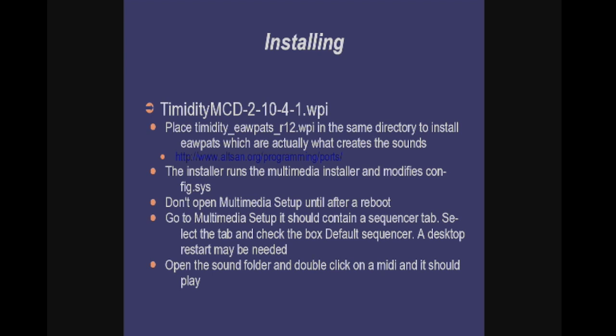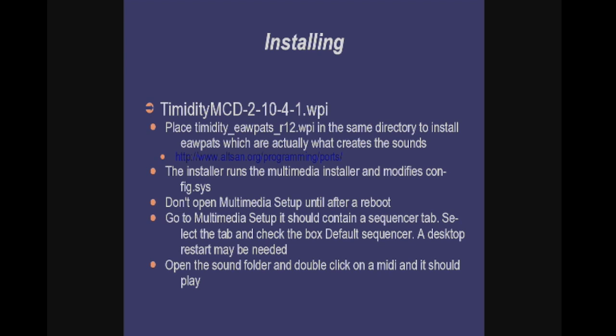Installing it is now really straightforward. The Warpin, you just run it. It calls the multimedia installer, which does that entire install off of the response file that's in there. You then do have to reboot, and definitely don't open the multimedia setup until after you reboot, so that it'll get recreated properly. And then you have to go in, open the tab, mark it as the default sequencer, restart workplace shell, and at that point it should simply work.